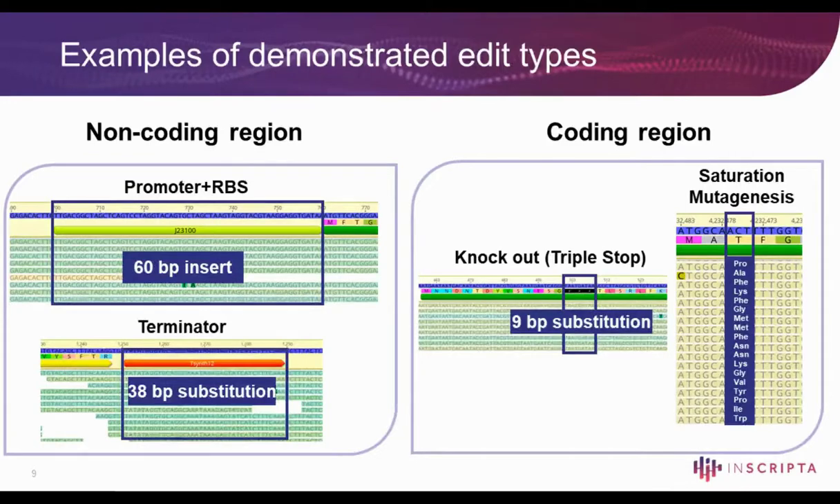So here, I'll just show you some real-life examples of different edit types we've generated with Onyx. We can perform edits in both coding and non-coding regions, as well as a high variety of edit types. We did a 60 base pair insertion of promoters and ribosomal binding sites in E. coli, and we also did, in this study, a 38 base pair substitution in the terminator region of yeast and created multiple knockout libraries by introducing a triple stop codon at either position 5 or 15 in each gene, and thus creating truncated proteins.